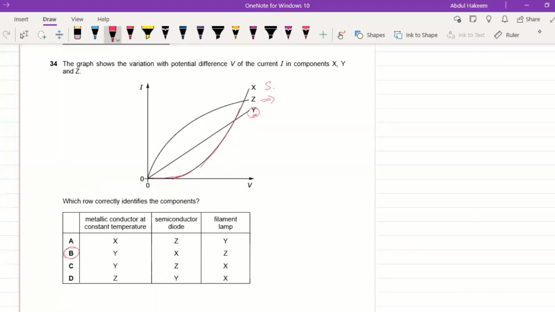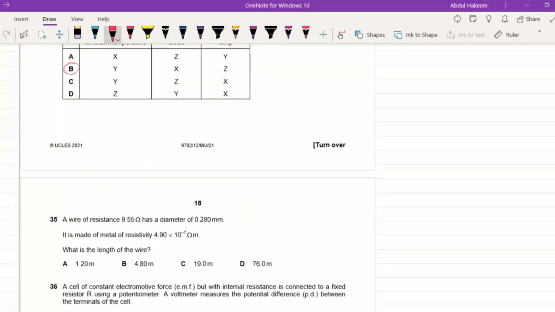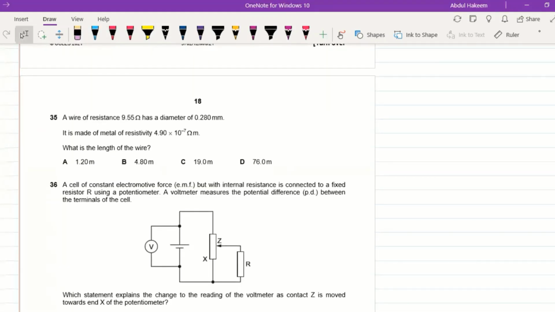I repeat this. This is an ohmic conductor at constant temperature. This is a semiconductor because its resistance decreases. And this is the filament lamp; its resistance is increasing because the gradient of this graph is equal to 1 over resistance, since this is an I against V graph. So B is the option. Now the next.